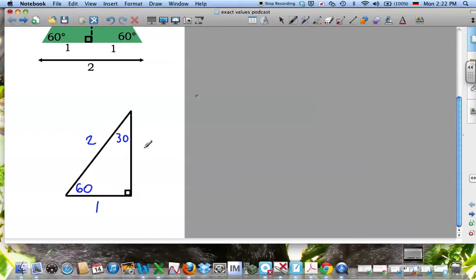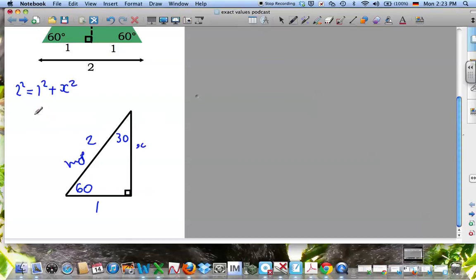What could we do, Miss Hughes, to find that perpendicular height? Well, we know it's a right angle triangle and we have two of the sides, so we could use Pythagoras' theorem. Good idea. So be careful here because Pythagoras is always c squared equals a squared plus b squared, but the c squared is always the hypotenuse squared. So we know that in this case. So we'll have 2 squared equals 1 squared plus, shall we call it x squared?